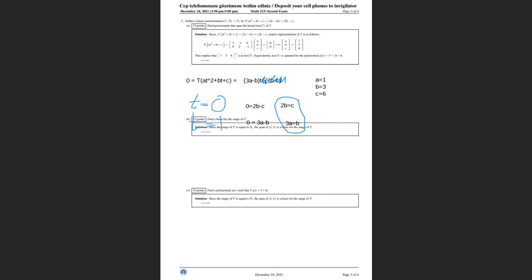Kernel of T, that must be the span of all of the polynomials which have B is 3 times A and C is 2 times B. The kernel of T must be the span of T squared plus 3T plus 6.